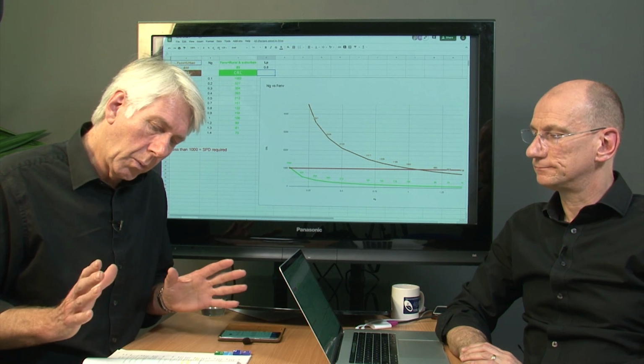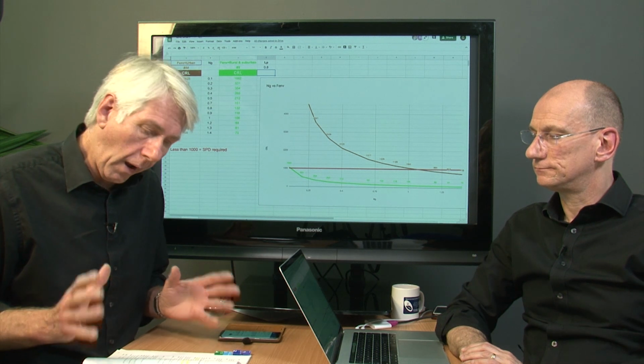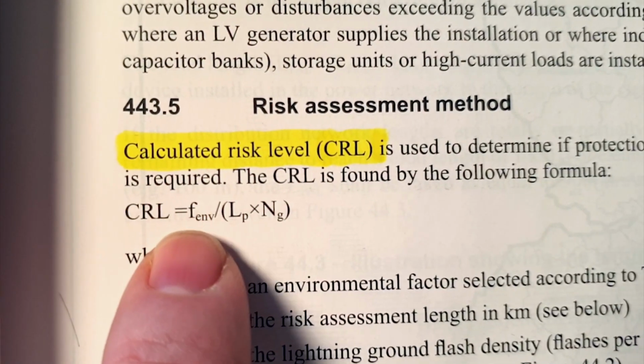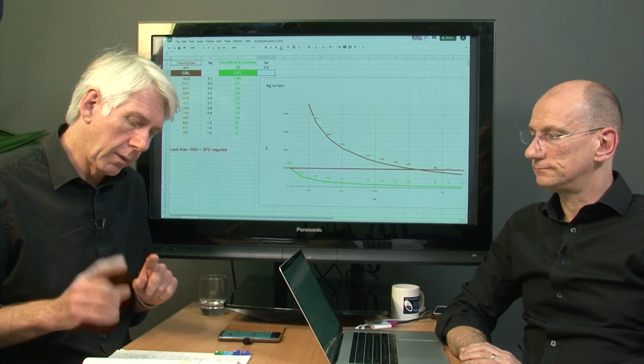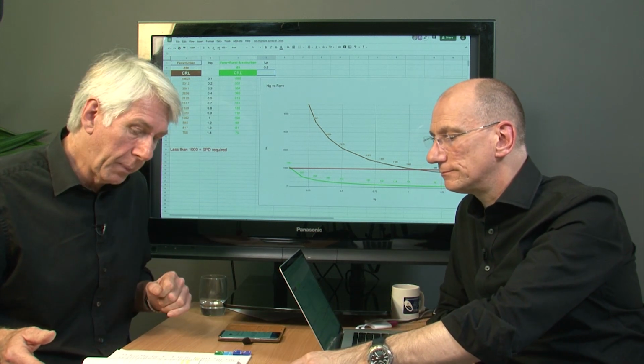So the idea was that there would be a risk assessment method called the Calculated Risk Assessment, or CRL. An equation is given to us, which is FENV, environment, and that's over LP times NG. So we just need to look at that briefly because Anthony's asking about one of those, which is LP.